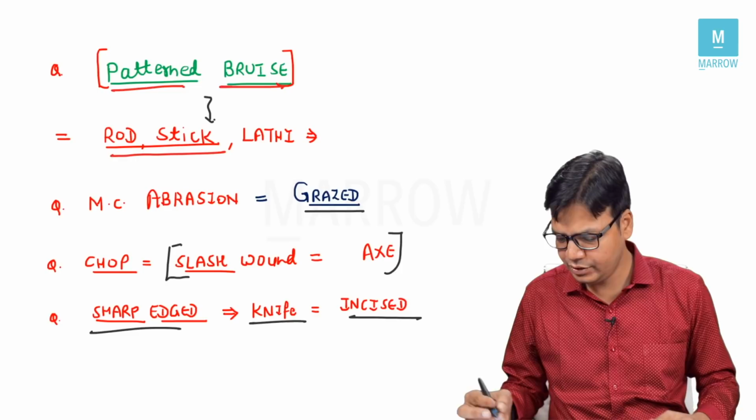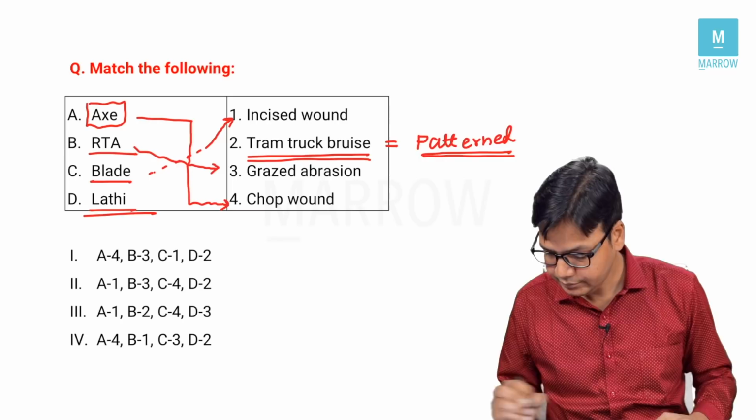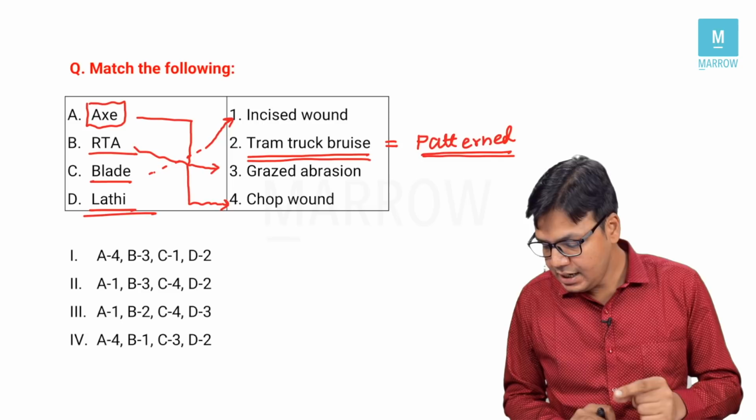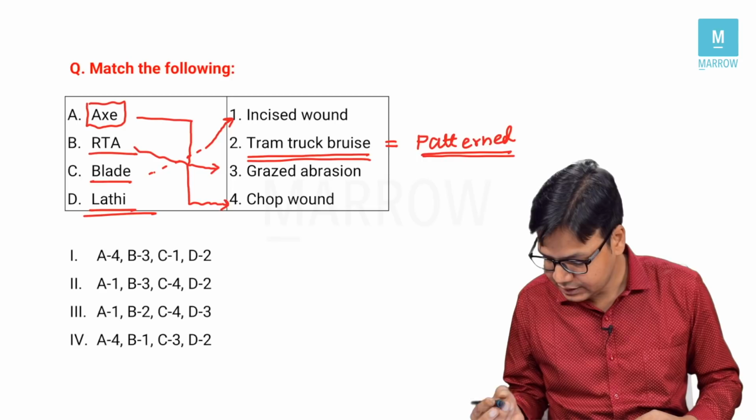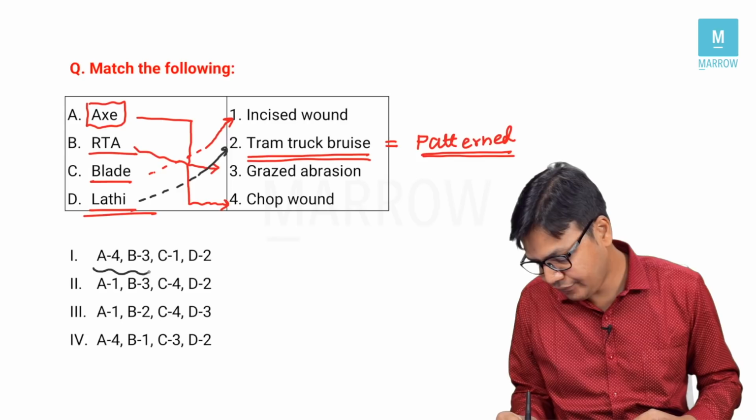So, if you want to see this one, yes, you can see this one. Axe, A4, done. B3, done. C1, done. D, lathi causes tramline bruise, D2. So here, this is the answer: A4, B3, C1, and D2.